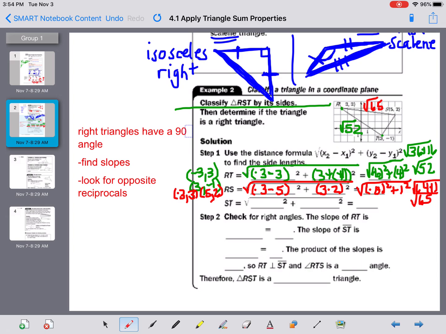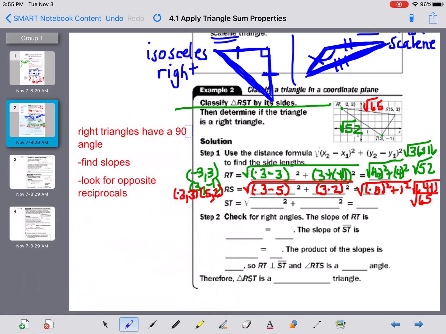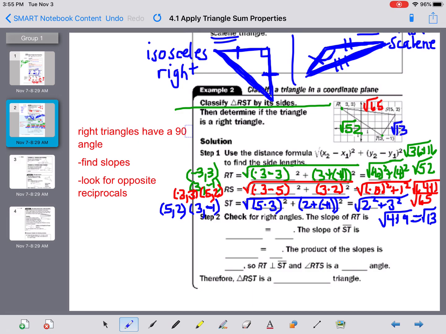Again, I don't need to worry about breaking it down. I don't need to find the pretty. I don't need to get a decimal. I'm just looking for comparison numbers. Okay, third side is ST, and S was 5, 2, and T was 3, negative 1. So subtract those x's, 5 minus 3, subtract those y's, 2 minus negative 1. 5 minus 3 is 2. 2 minus negative 1 is 3. 2 squared is 4, 3 squared is 9, 4 and 9 make 13. So I label this side square root of 13.